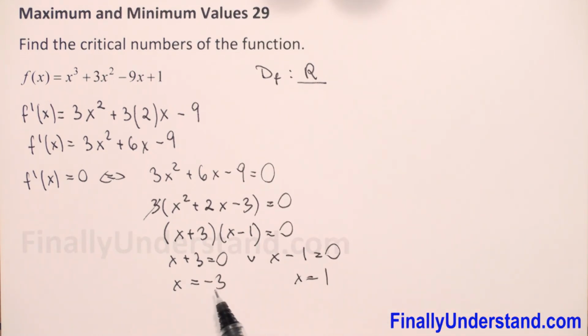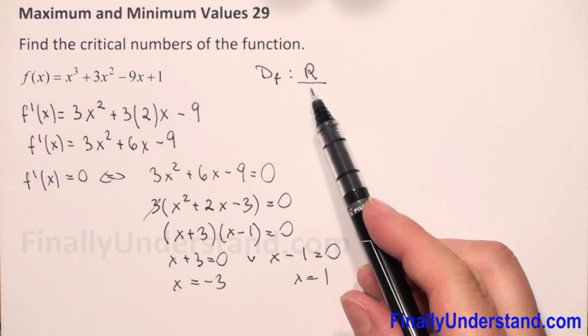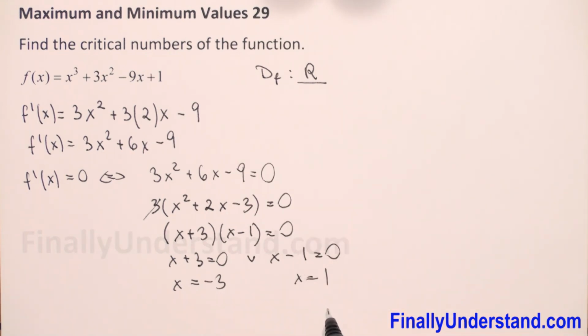Now we have to check if these numbers belong to the domain. The domain is all real numbers, so negative 3 and 1 belong. So we have two critical numbers. This is my solution.